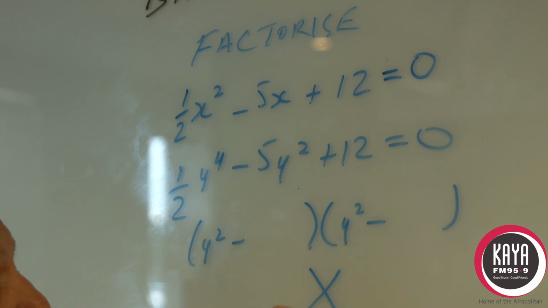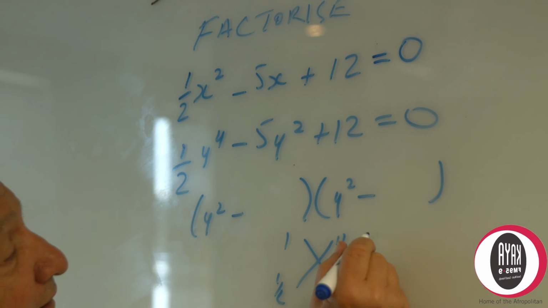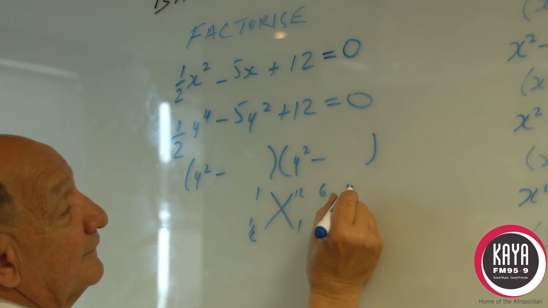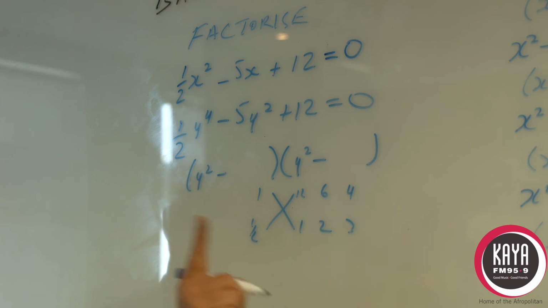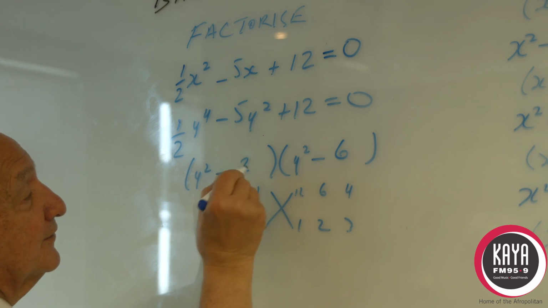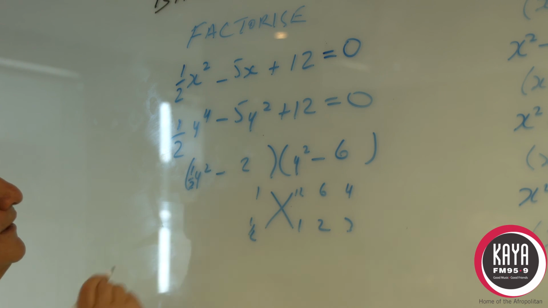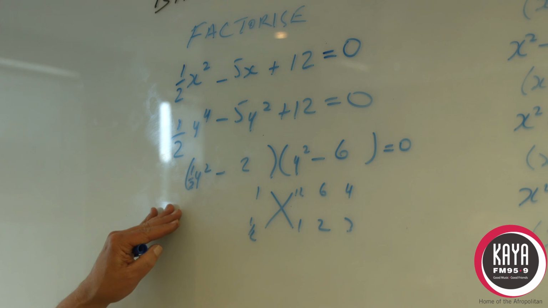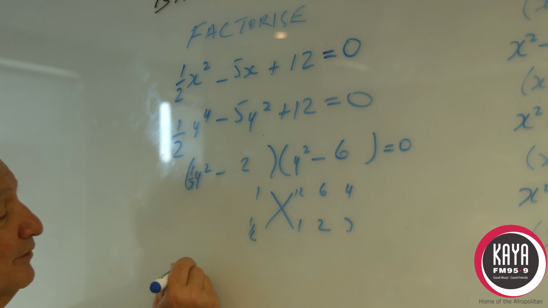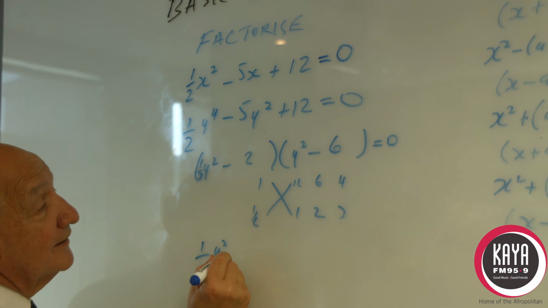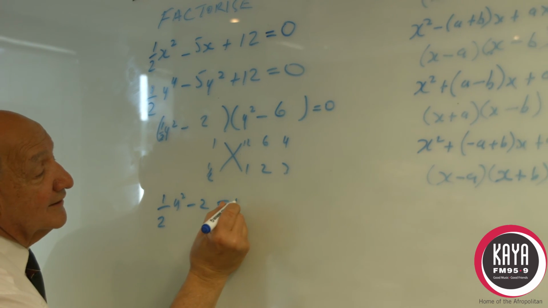Then if we do our cross multiply, we have 1 and a half, we have 12 and 1, we have 6 and 2, and we have 4 and 3. So if we solve it like last time, and we put a 6 here, a 2 here, and a half in front of that, equals 0. Now, when we solve these binomials, we will actually have a half y squared minus 2 equals 0.